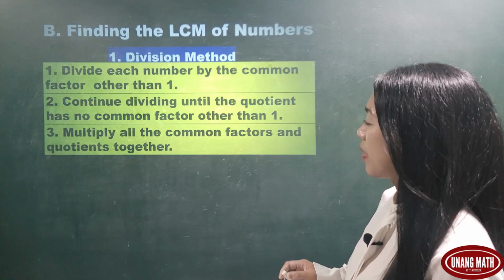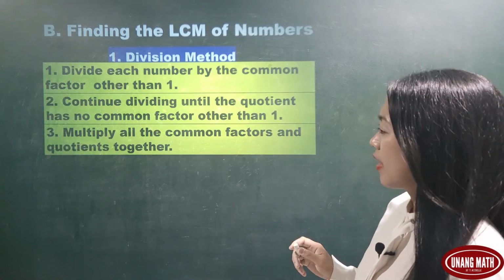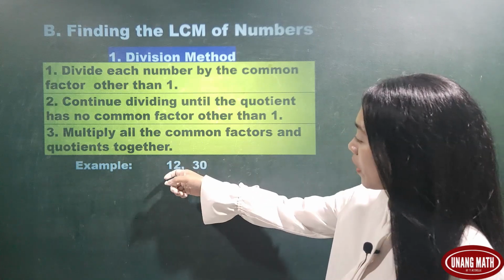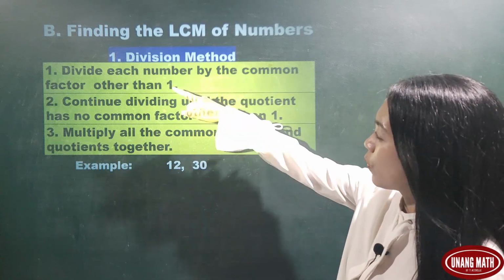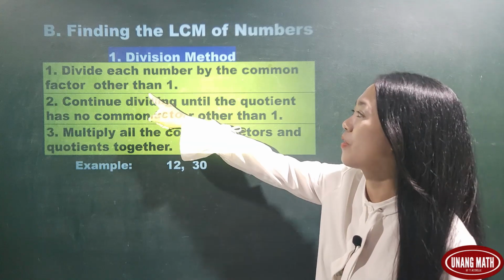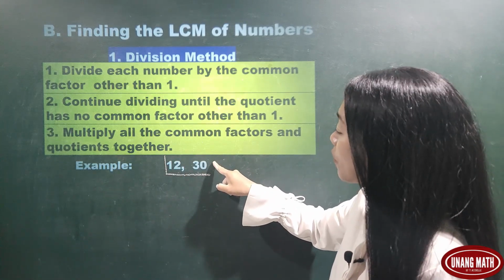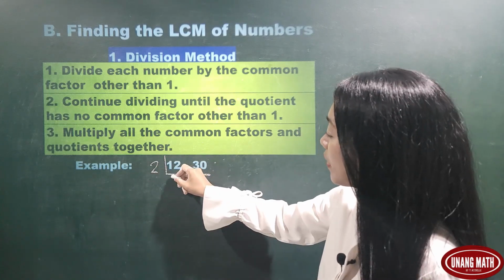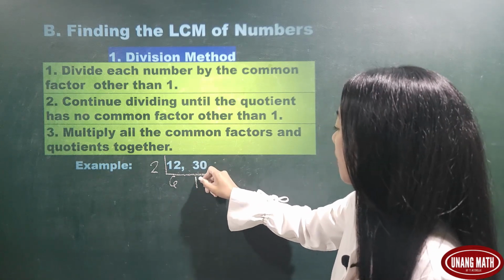To use division method, we will follow these three steps. Let's give an example. Let's find the LCM of 12 and 30 using division method. First, we need to divide each number by the common factor other than 1. 12 and 30 common factor can be 2. So 12 divided by 2 is 6. 30 divided by 2 is 15.